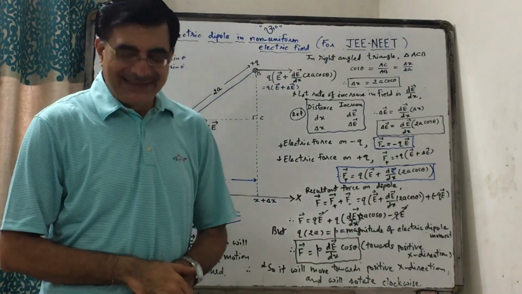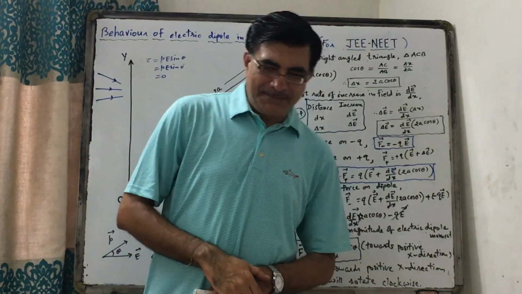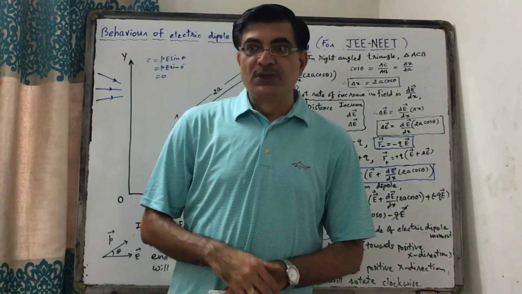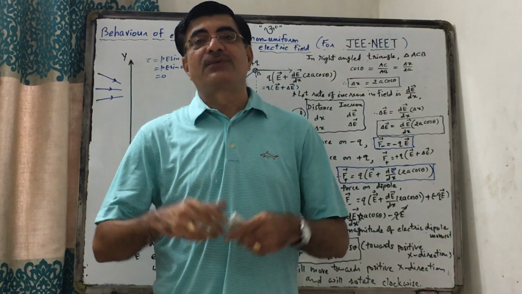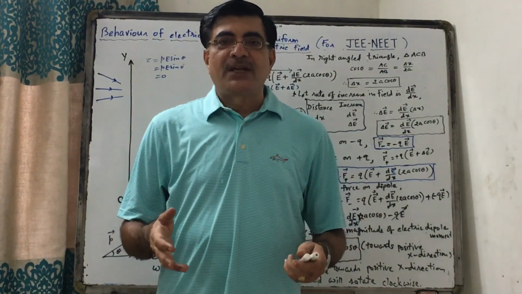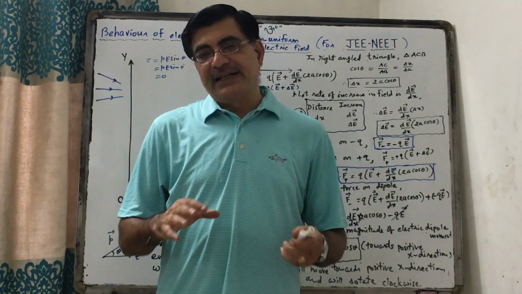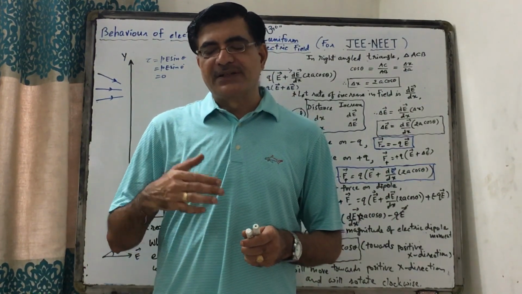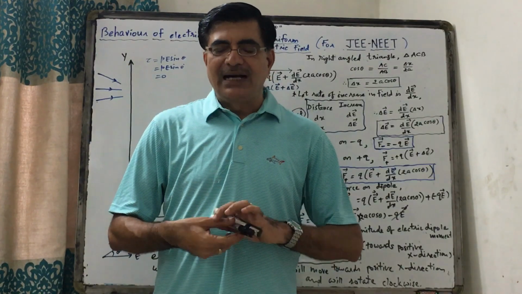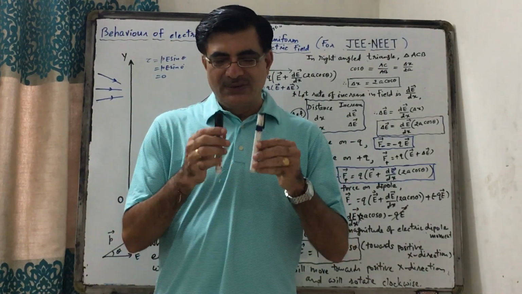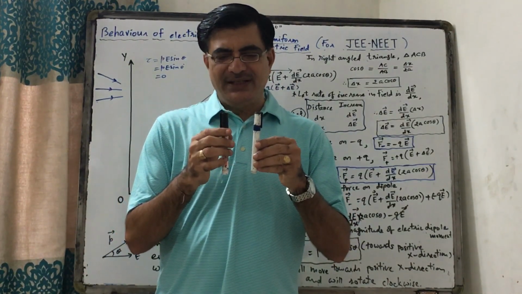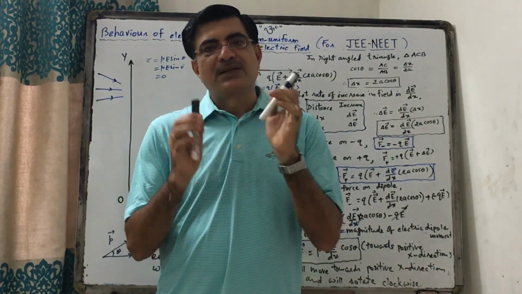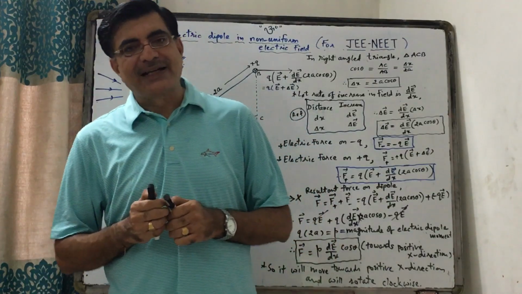Hello dear students. Yesterday we discussed the behavior of an electric dipole in a uniform electric field. Uniform electric field means an electric field having equal intensity at all points, and the field lines representing a uniform electric field are parallel to each other and at equal distance. So it is called a uniform electric field.